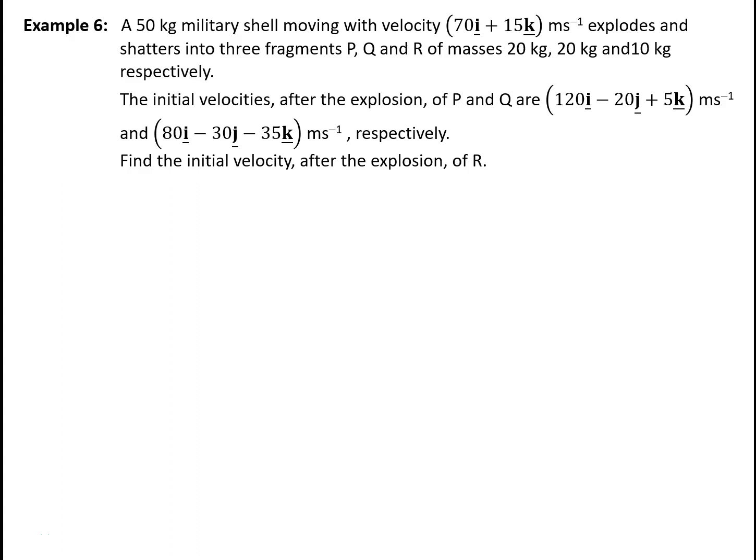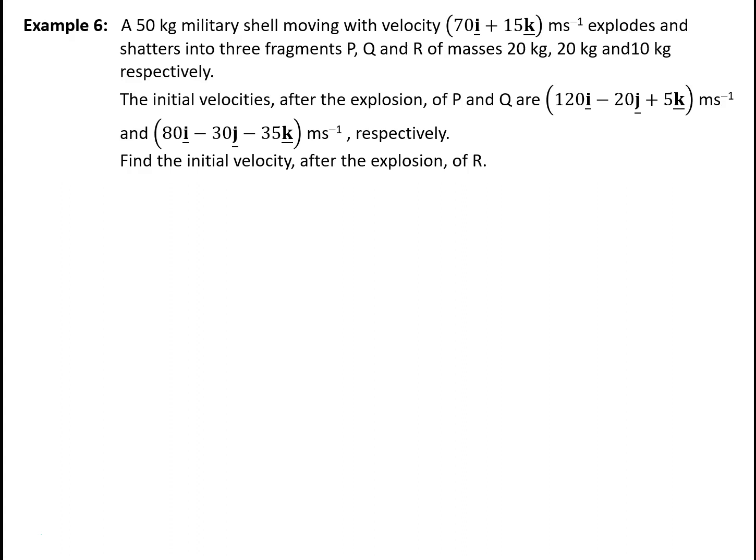In our next example, we have a military shell which, whilst it is in one piece, is travelling with velocity 70i + 15k. It then explodes and shatters into three fragments, P, Q and R. Immediately after the explosion, the velocities of P and Q are known, and we have to calculate the velocity after the explosion of R.